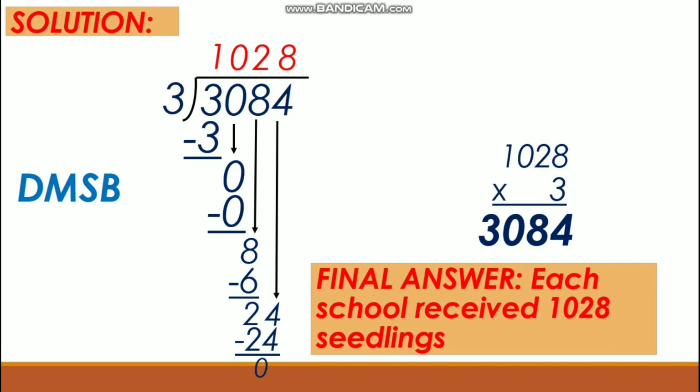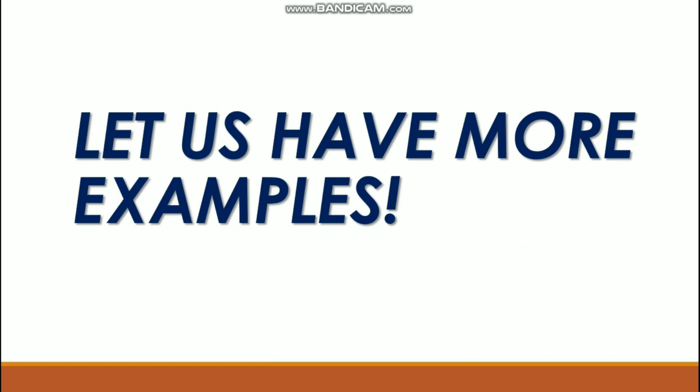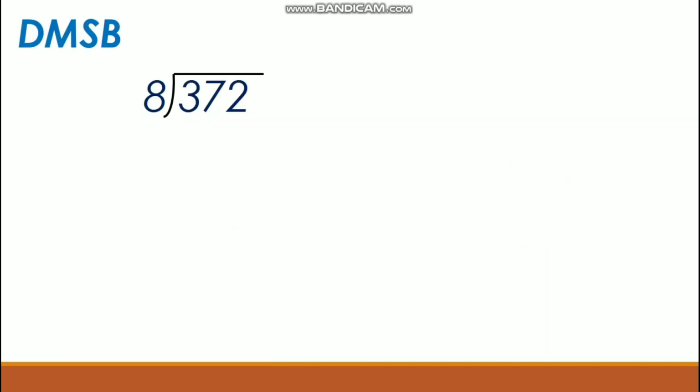Now, let's have more examples. Okay, let's divide 372 by 8. Let's try to divide the first digit on the left. 3 divided by 8 cannot be because there are no groups of 8 in 3. So, with that, we are going to include the next digit, which is 7. So, 37 divided by 8 is equal to 4, remainder 5. And we are going to ignore the remainder. Then we will write 4 at the top of 7, since we used 37 as our first dividend.